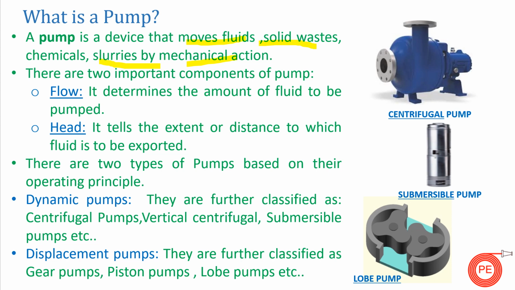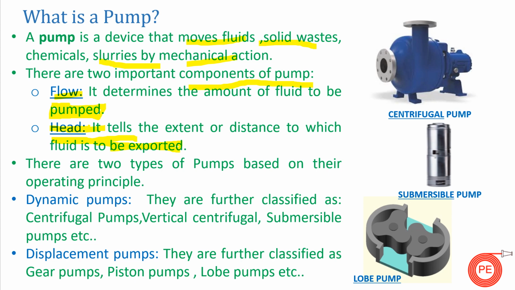One is your flow and another is your head. So what is flow? Flow determines the amount of fluid that needs to be pumped. If we want to pump some fluid, there must be a particular quantity of fluid that we want to pump. That particular quantity that we need to pump from one place to another is the flow of the pump. Next one is your head. Head tells the extent or distance to which our fluid is to be exported, or in layman's language, it tells the height or the distance to which we want our fluid to be exported.